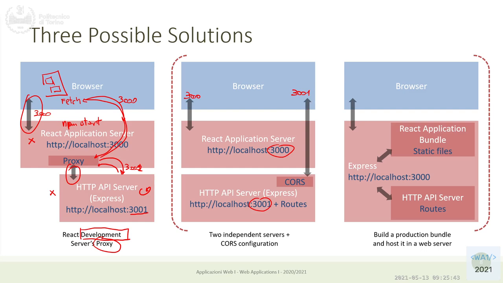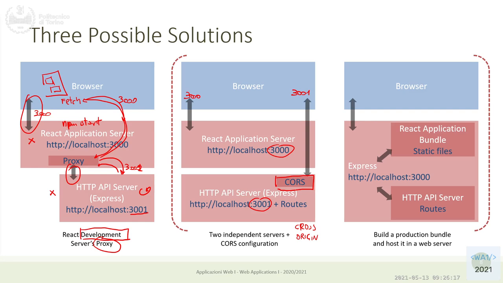These calls, these fetches, would be blocked unless the second server decides to accept them. So there is a standard called CORS. CORS stands for cross-origin request something. So we are configuring the second server to accept cross-origin requests.